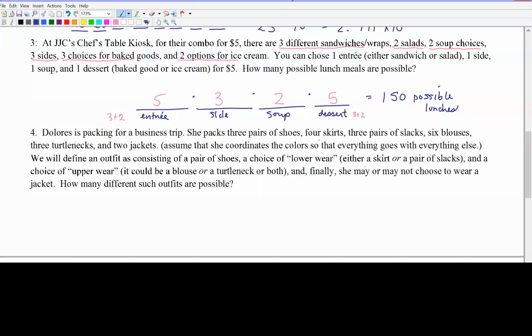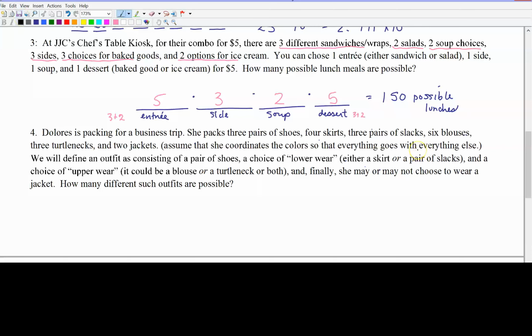Now we're going to define an outfit as consisting of a pair of shoes, a choice of lower wear, either a skirt or a pair of slacks, and a choice of upperwear, and the upperwear could be a blouse or a turtleneck or both, and finally she may or may not choose to wear a jacket. Now how many different such outfits are possible from all the stuff that she's packing?